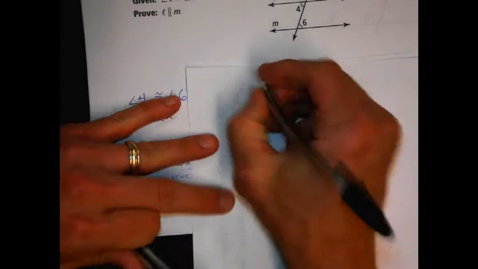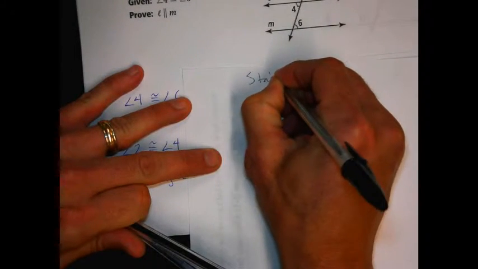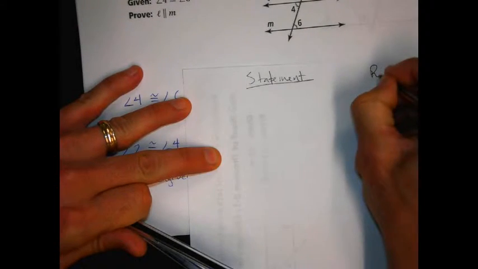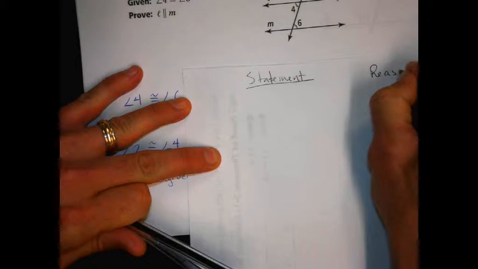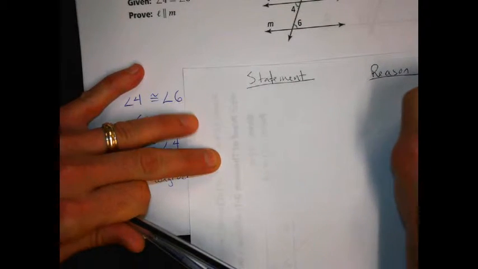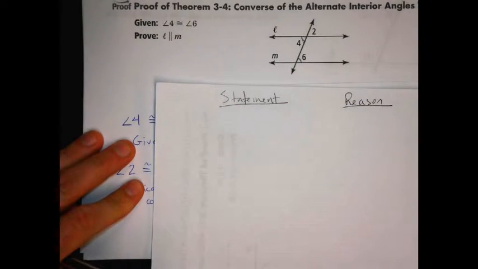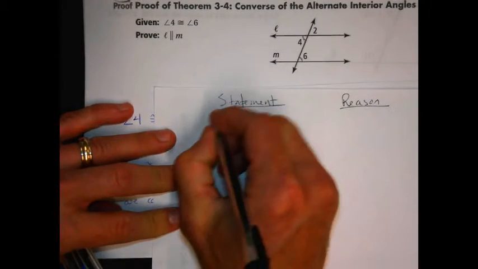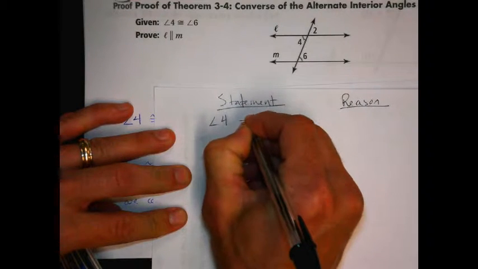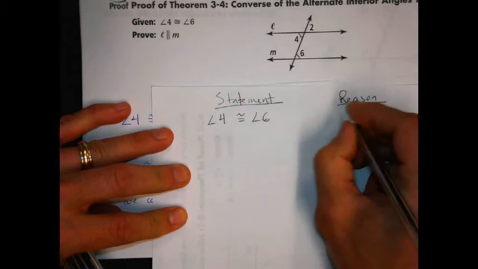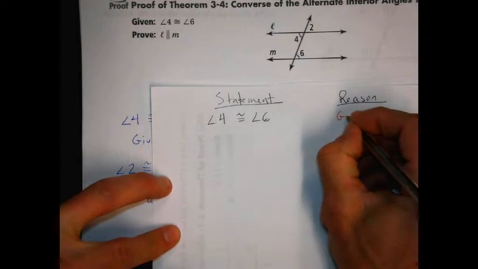So how can we do the exact same thing but with a two-column proof? Remember how the two-column proof works. You have your statement, and then you have your reason. So we do the same exact thing. We start with our statement. Remember how the statement should begin? You start with your given statement. The statement is angle 4 being congruent to angle 6. What's the reason? It's given.